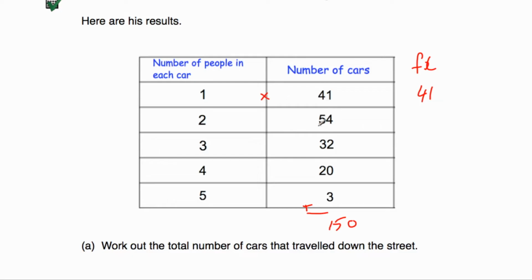In each of these 54 cars, there's 2 people in each of them. So that means that 54 times 2 would be 108 people altogether. In 32 cars, there's 3 people in each of them. So 32 times 3 is equal to 96. In 20 cars, there's 4 people in each of them, so that's going to be 80. And in 3 cars, 3 times 5 would be 15 people altogether. And if we add that up, our FX column, that would tell us how many people there are altogether. And that's equal to 340.